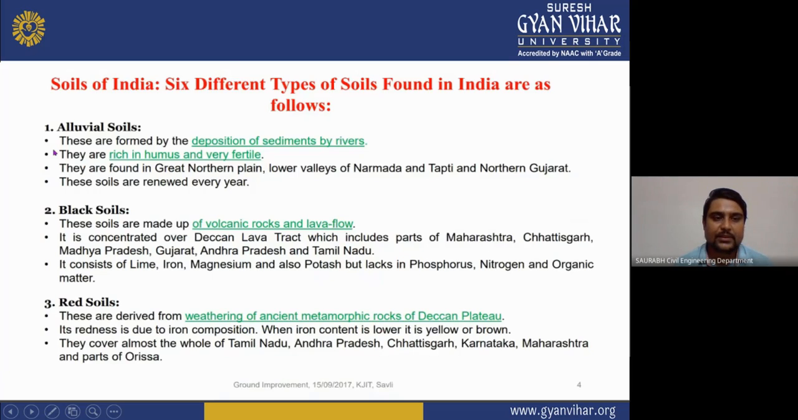First we will see the alluvial soil. These are formed by the deposition of sediment by the river. They are rich in humus and very fertile. They are found in the Great Northern Plain, the lower valley of the Narmada and Tapti, and northern Gujarat. These soils are renewed every year.